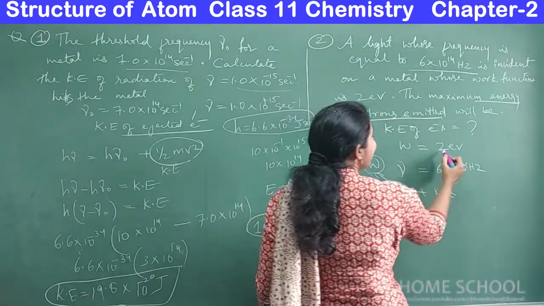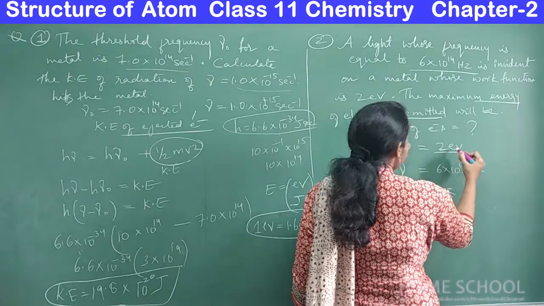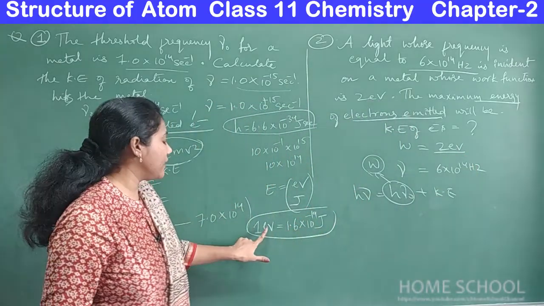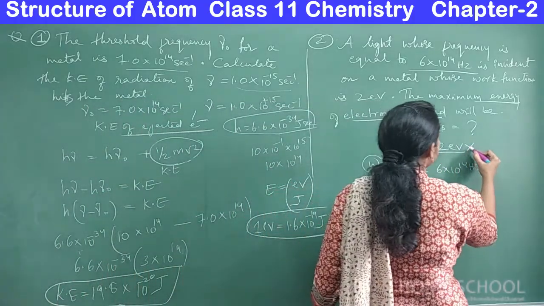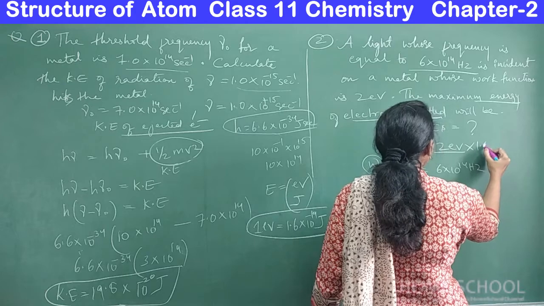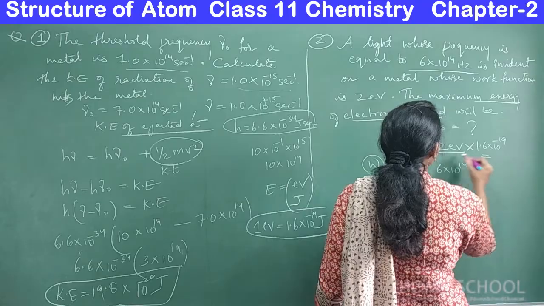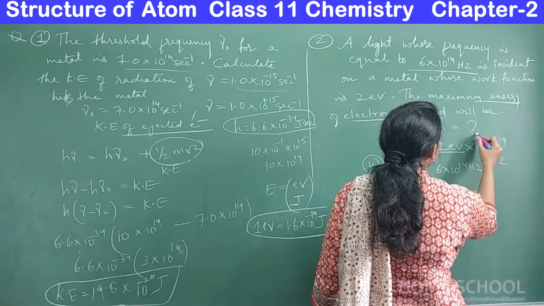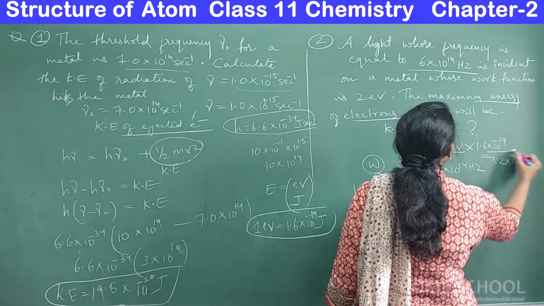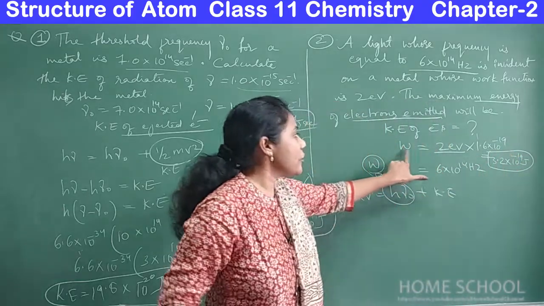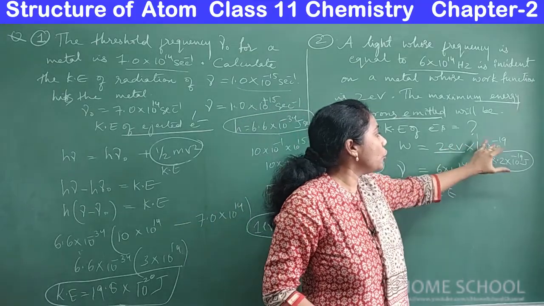But you see, it is given in electron volt. Convert this into joules. How do you convert this into joules? I gave you the conversion factor: 1 electron volt is equal to these many joules. So 2 electron volt is 2 into 1.6 into 10 power minus 19. How much do you get here? 2 sixes are 12, 2 ones are 2, 3. So 3.2 into 10 power minus 19 joules. So your work function is this much. We just converted electron volt into joule.